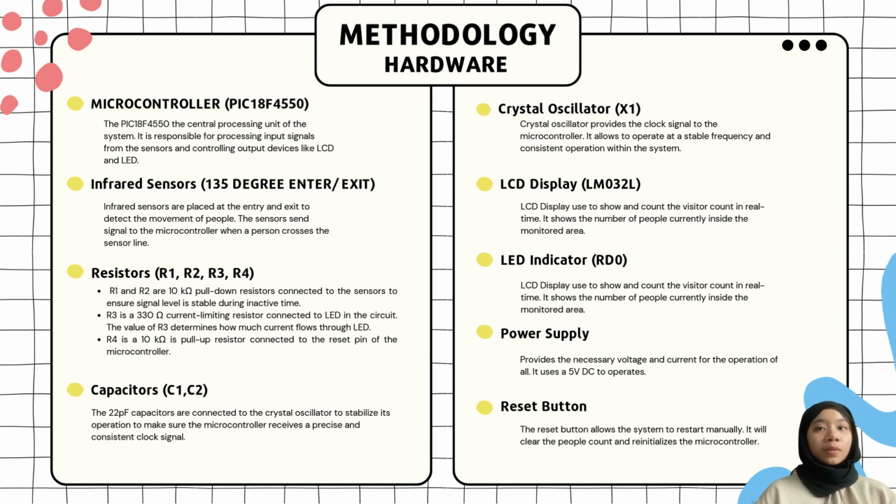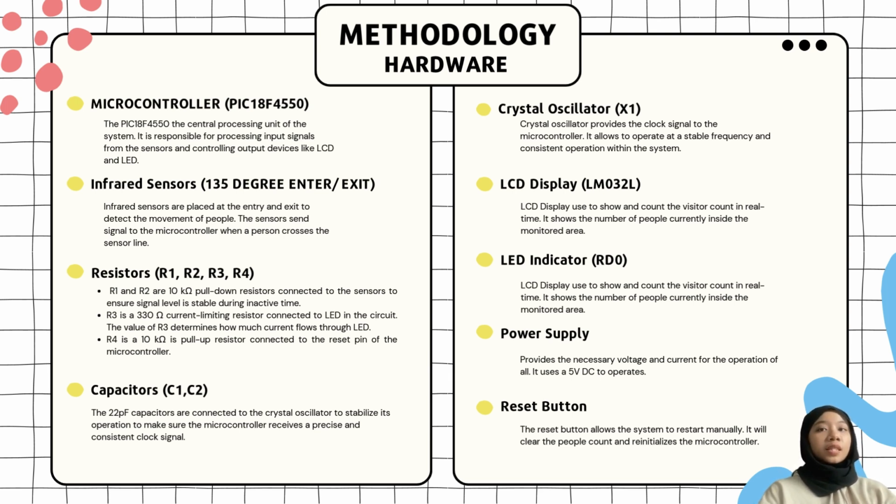Our system uses different resistors for specific functions, such as R1 and R2. These are 10k ohm pull-down resistors that stabilize the signal when the sensors are inactive. The next one is R3. This is a current limiting resistor that controls the current flowing through the LED. The last one is R4. It's a pull-up resistor that is connected to the reset pin of the microcontroller.